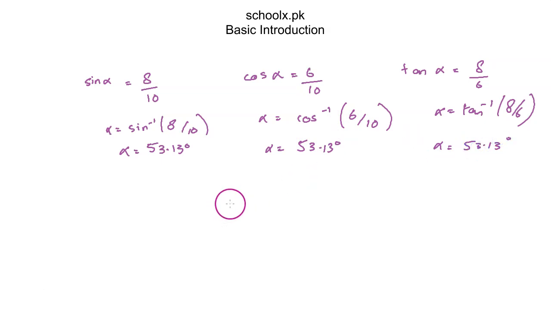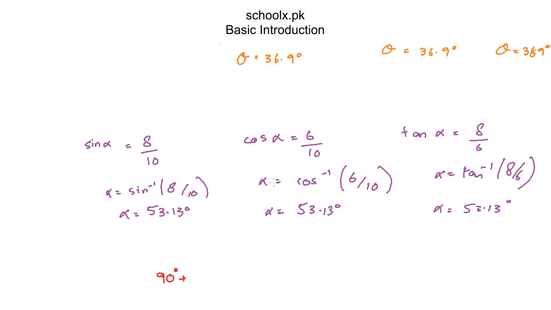So one of the angles of the right angle triangle is 90 degrees. The other one is 36.9 degrees, and alpha is 53.13 degrees. And the sum of these three angles is 180. Alright, so these are the trigonometric ratios. That's how you find the sine, cos, and tan of an angle.